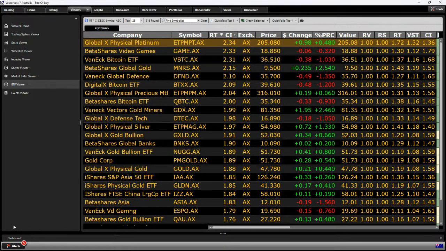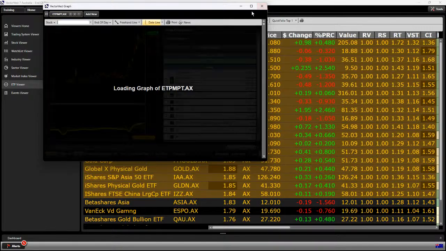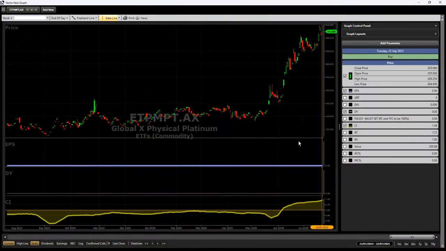All right, so straight away, what I've done here in VectorVest is I've sorted my ETFs by relative timing and CI. So just to cut to the chase, it's going to find me some of the smoothest left to right performing ETFs that are currently on the move. And so I'm just going to graph the first couple here. And again, I could just limit it to the top 5, just to show you the functionality that we've got here.